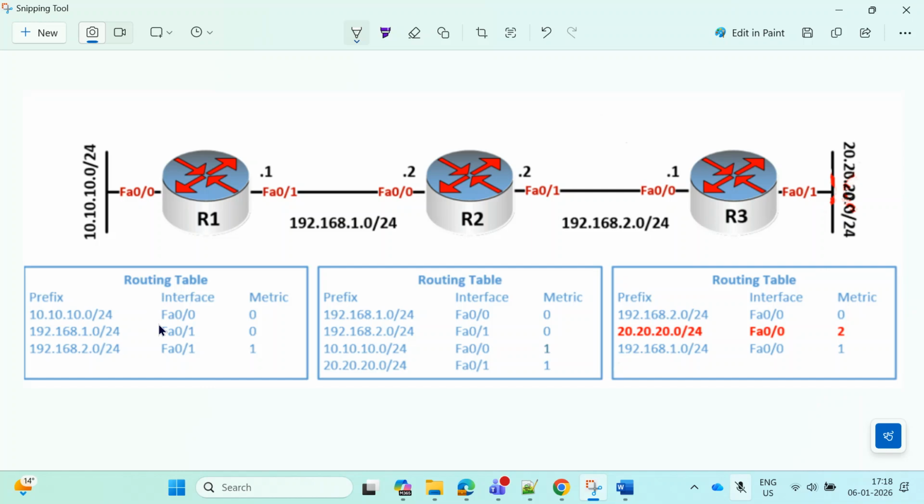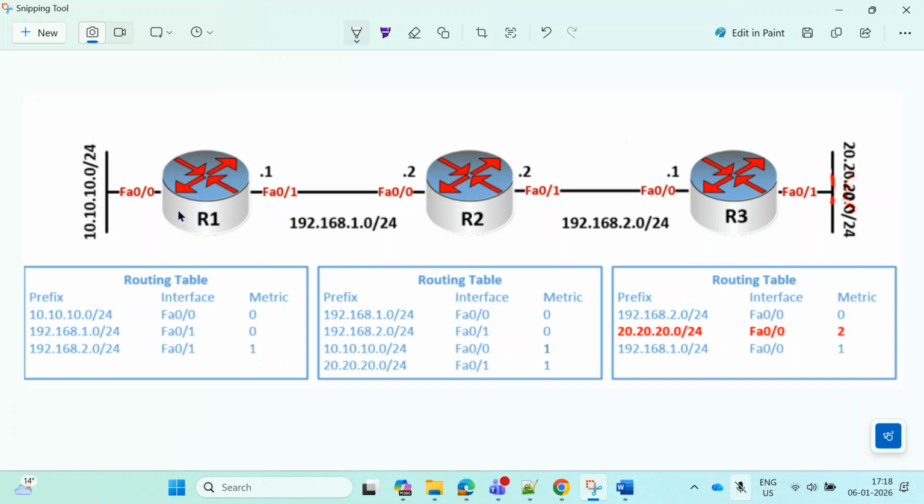And again, if you go to R3, you can see 192.168.2.0 is available in the routing table. 192.168.1.0 is also available in the routing table, and 20.20.20 is also available, because that is directly connected to this router R3, right? But if you look for the route 10.10.10, that is not present in the routing table of R3. Why? Because of the iBGP split horizon rule. That is why it's not present.